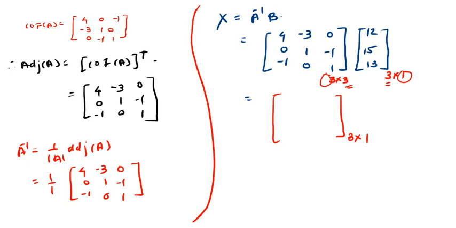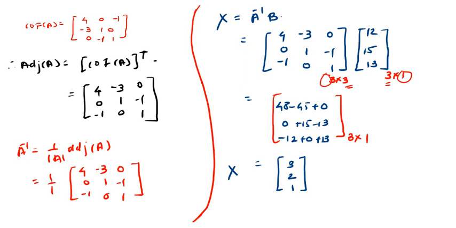Okay, so taking this multiplication of the matrices, this will be 48 minus 45 plus 0. Okay, then this will be 0 plus 15 minus 13, this will be -12 plus 0 plus 13, which is equal to 3, 2 and then 1. Okay, so this is our matrix X. Therefore we got X is equal to 3, Y equal to 2 and Z is equal to 1.